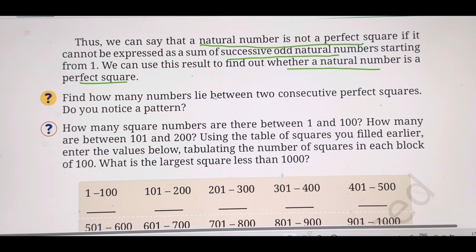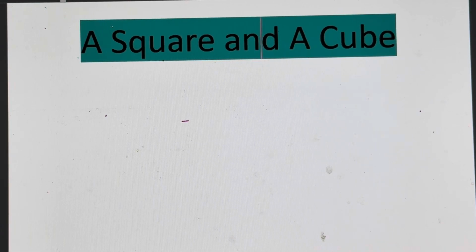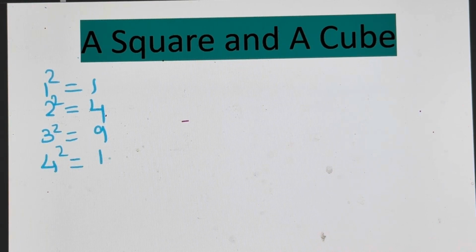How many numbers lie between two consecutive perfect squares? Like if we see, 1 square is 1, 2 square is 4, 3 square is 9, 4 square is 16, 5 square is 25. So let us see how many numbers lie between these. If we see between 1 and 4, there are only two numbers, 2 and 3. Right? You don't have to count 1 and 4. You have to count only the numbers between.